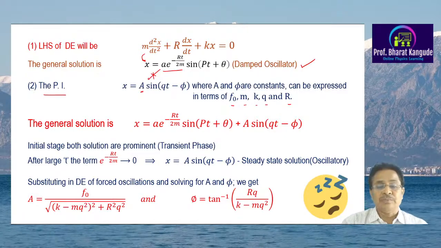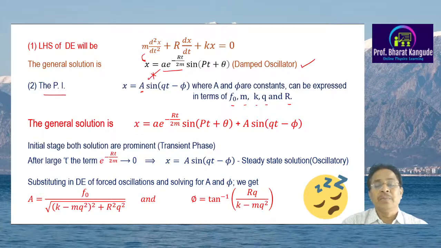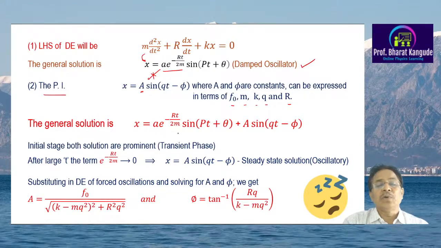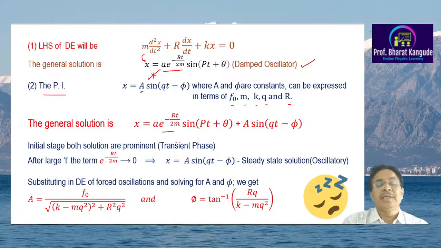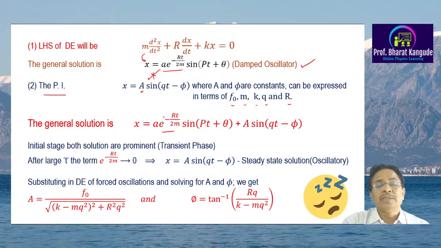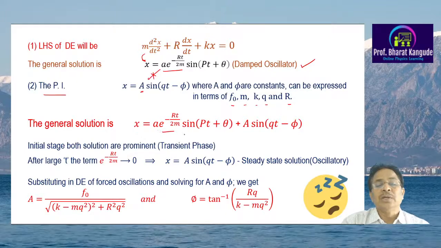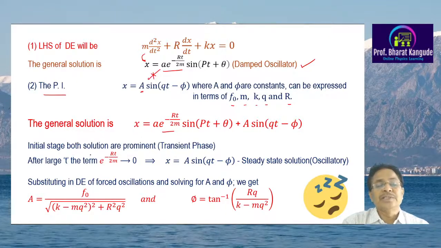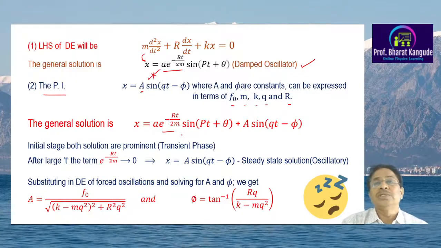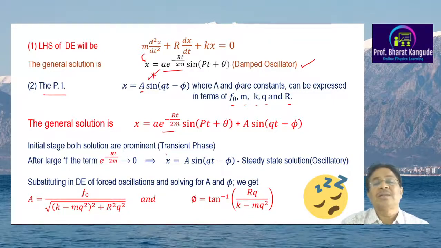Now this is a general solution, but remember both of these solutions have their impact only for a limited time. In the first term, a times e raised to minus rt upon twice m, as t goes on increasing, this factor will go on reducing and finally it will become 0. In the initial stage, when this oscillator starts its oscillation, both of these solutions are dominant and effective. That particular stage is called the transient phase.